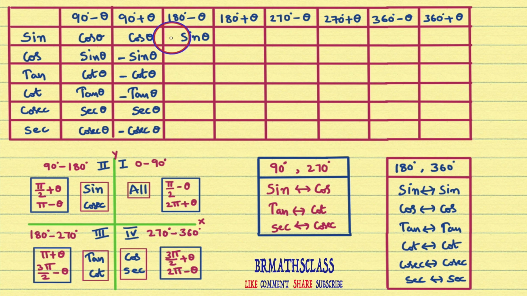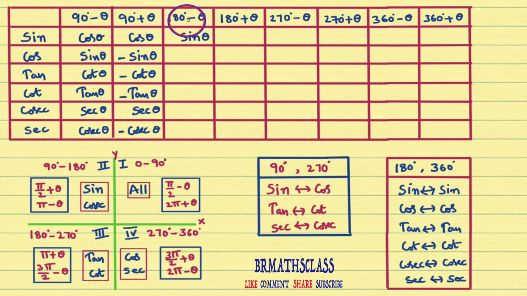After writing sine theta, you need to check the sign, whether it is a plus sign or a minus sign. 180 degrees means pi. Pi minus theta, which quadrant? Second quadrant. In the second quadrant, look this side. Don't look here. In the second quadrant, what is sine? Sine is positive. So sine(pi - theta) is sine theta only. I hope you are understanding.